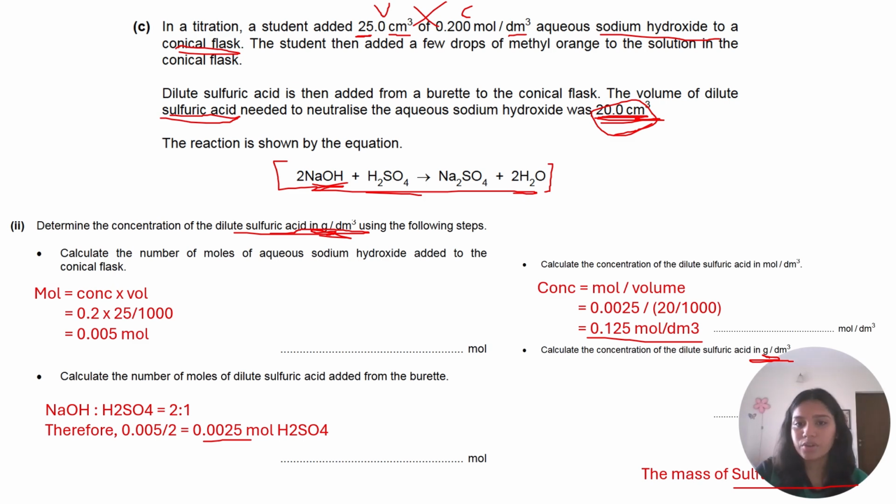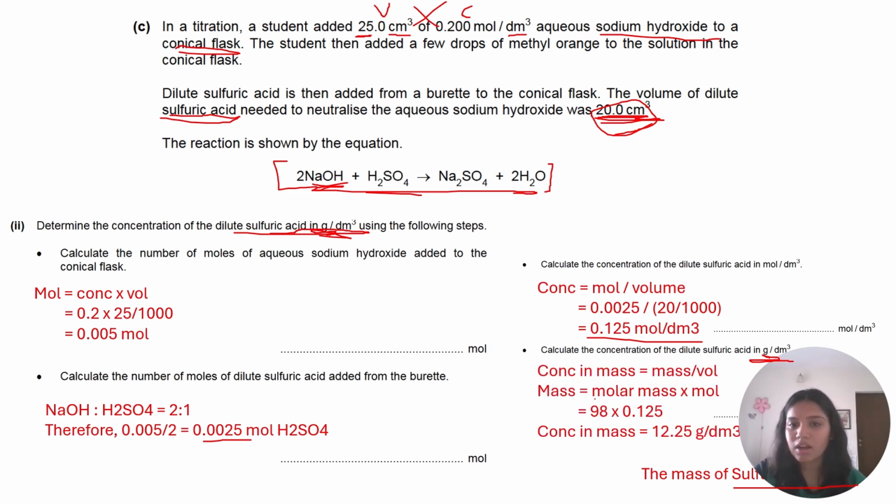So all you have to do is convert 0.125 moles into grams. Mass is equal to molar mass times moles. Molar mass is 98, moles is 0.125 as calculated. Because it's per dm³, we're keeping the per dm³ constant, so you don't have to do anything to that. All you have to do is multiply this value by 98 and your answer is 12.25 grams per dm³.